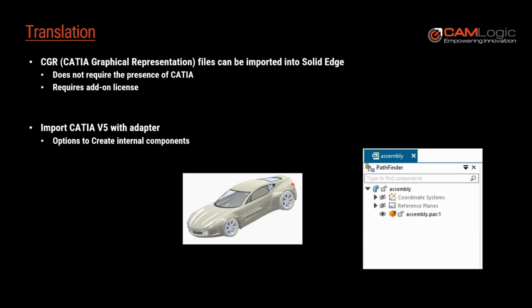They also added a couple of things in the translation. The first is the CGR or CATIA graphical representation. These types of files can now be imported into Solid Edge. This is something that doesn't require CATIA either. There is an add-on license required to do this, but if you're unfamiliar with CGR, that would be like CATIA's version or equivalent of like a JT file. It's mostly visualization, but you don't need to have CATIA installed to import.